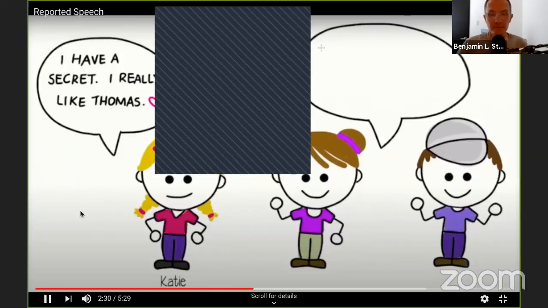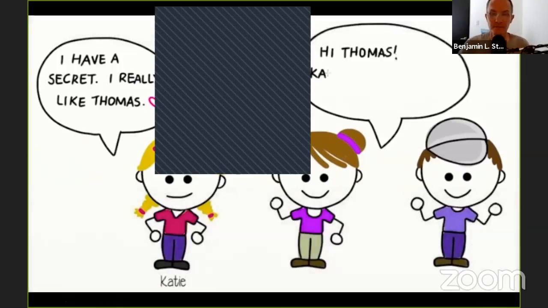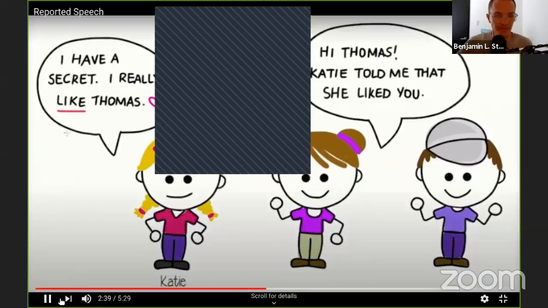Her friend then tells Thomas, "Hi, Thomas. Katie told me that she liked you." Here, the present tense verb like changes to the past tense, liked. Now, this is interesting because especially in this particular example, we're going to see in a few minutes in the same video an alternative to changing verbs.